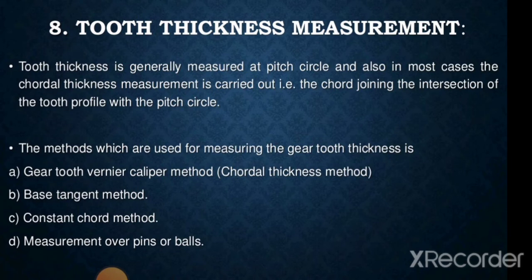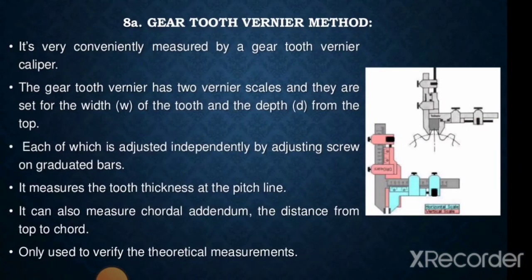There are various methods by which gear tooth thickness can be measured. We will study a few of them. A gear tooth vernier caliper can be used to measure tooth thickness, which is generally called the chordal thickness method. Then there are the constant chord method, the base tangent method, and measurement over pins or balls. We will see these one by one. First we will move towards the gear tooth vernier method, where we use a vernier caliper.